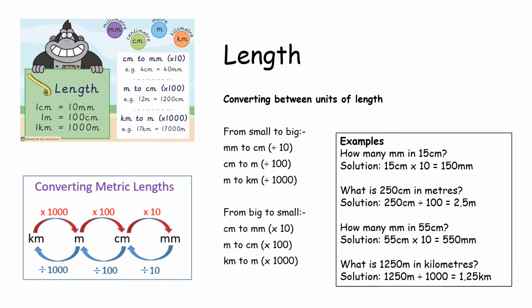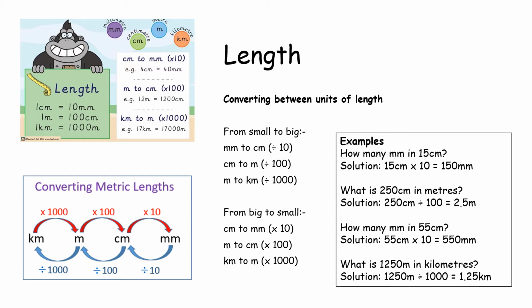Let's go through some examples just to go over that in a bit more detail. How many millimetres are in 15 centimetres? You take your 15 centimetres, you multiply it by 10, because you're going from centimetres to millimetres, and your answer is of course 150 millimetres. Next one, what is 250 centimetres in metres? You take your 250 centimetres and this time you divide. So we're dividing by 100 because we're going from centimetres to metres. And your answer is 2.5 metres.